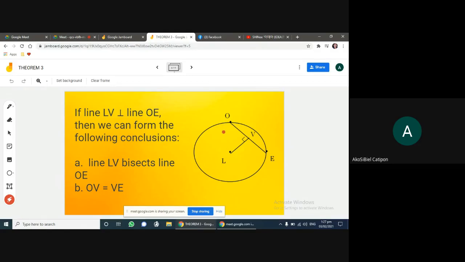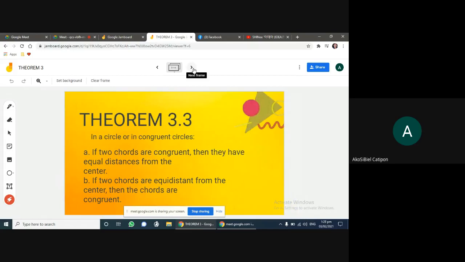The last part of theorem 3.3: in a circle or in congruent circles, if two chords are congruent, then they have equal distances from the center. And if two chords are equidistant from the center, then the chords are congruent. Ibig sabihin po, kapag ang given po ay yung dalawang chords sa isang circle, tapos congruent po sila, automatically po yung distance po nila from the center ay parehas din po and vice versa.